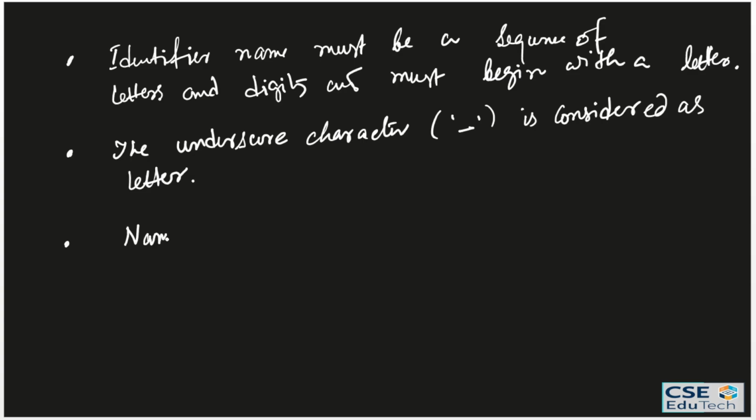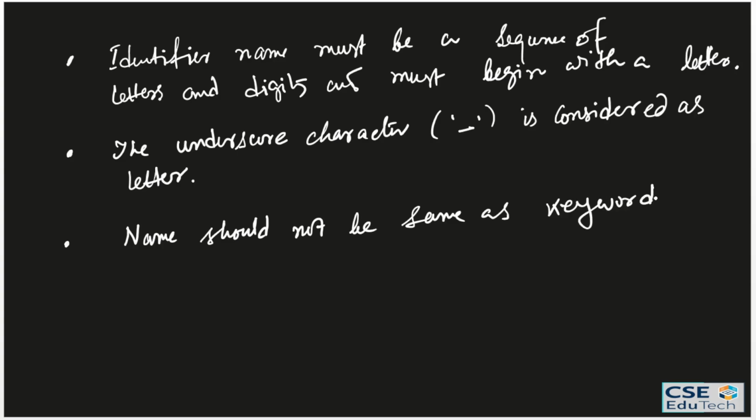So when we are declaring an identifier or naming any variable or symbolic constant, we have to remember these three rules: the identifier name should be a sequence of letters and digits, the underscore is also applicable and is considered as a letter, and it must begin with a letter, with no digit at the beginning, and the identifier name should not be the same as a keyword.